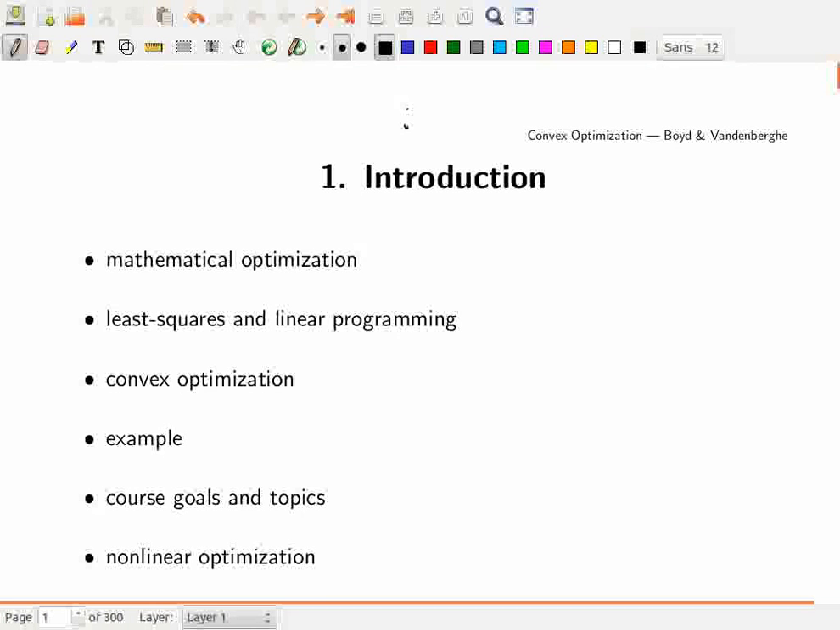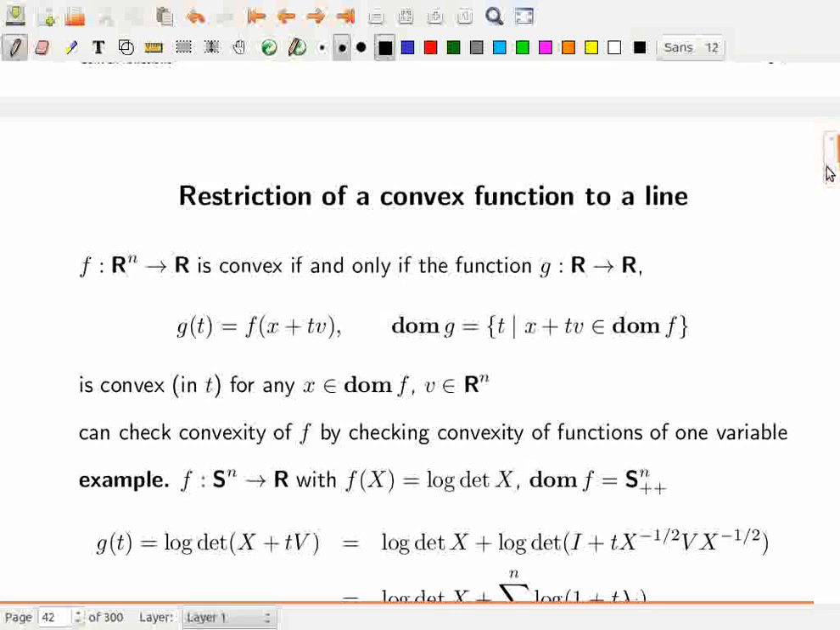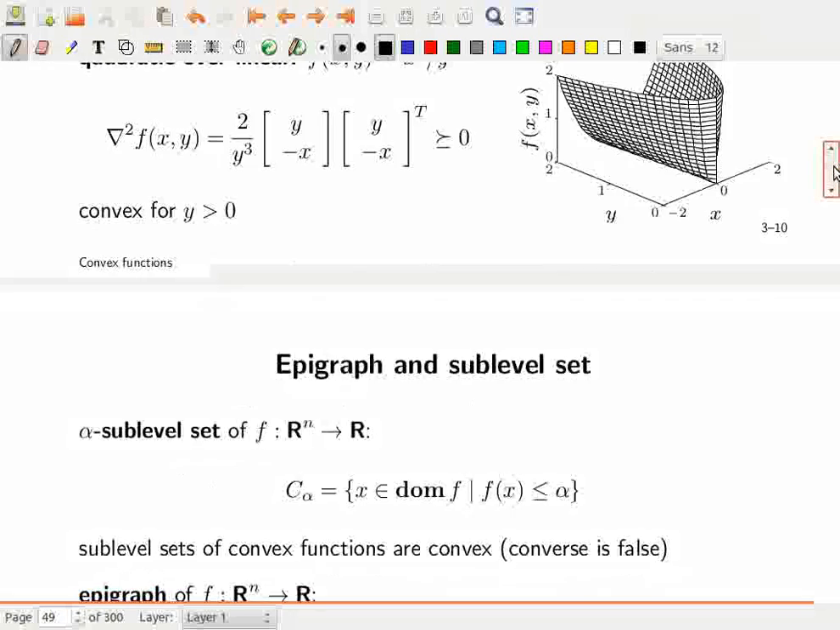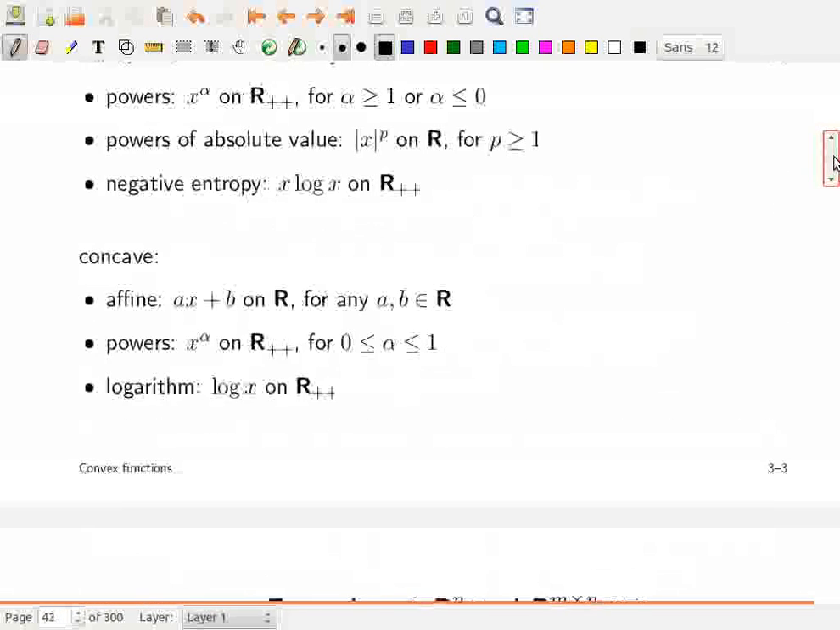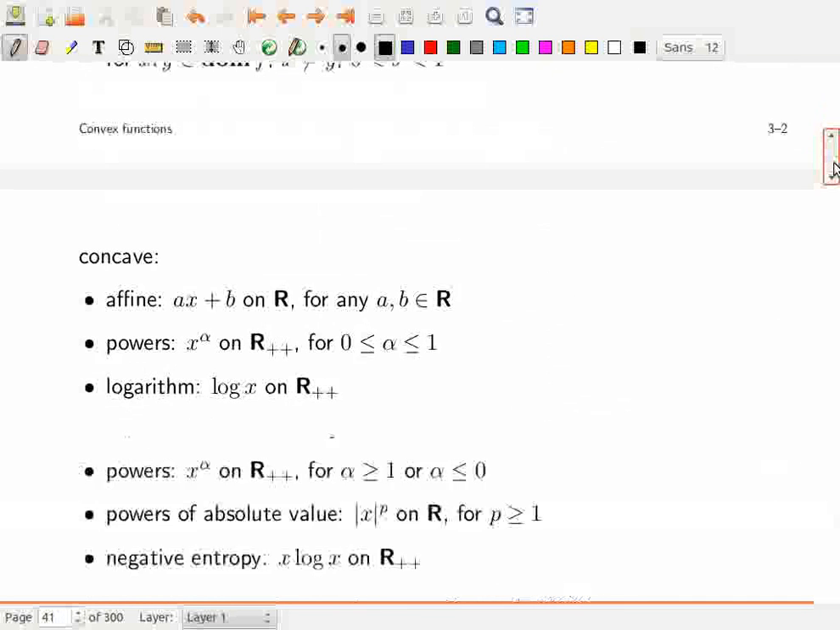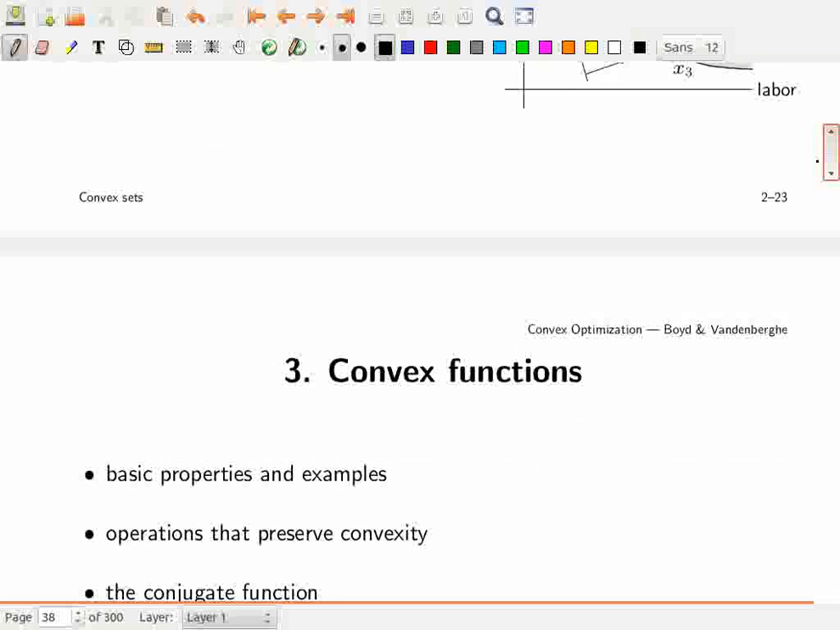Okay, today we want to continue our discussion about convex optimization. Let's do a fast review of the materials of the last meeting.